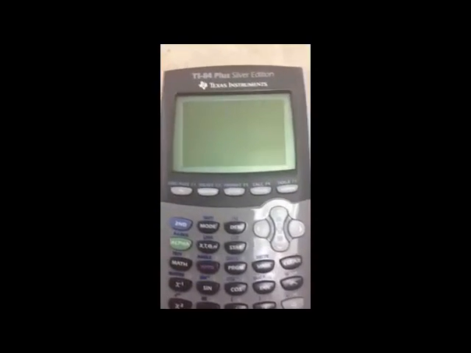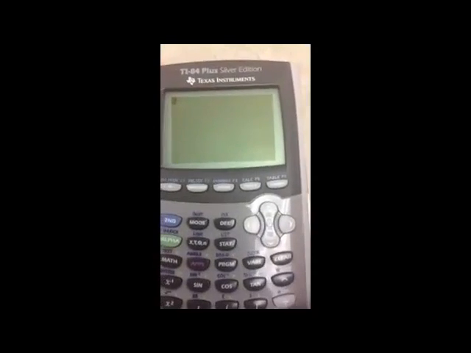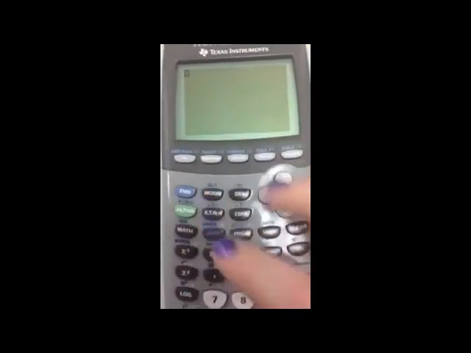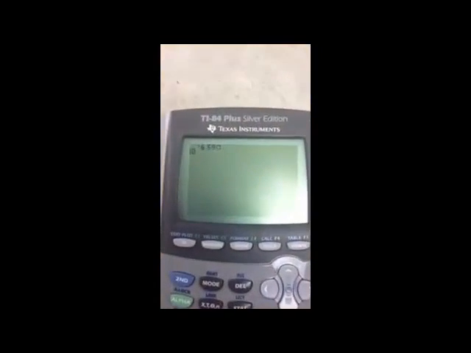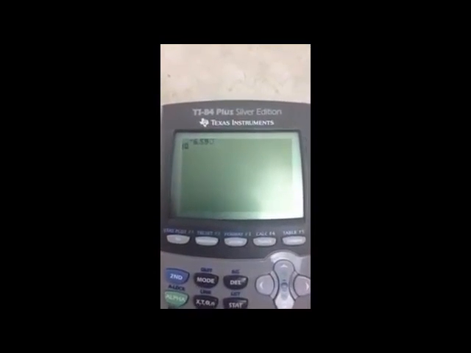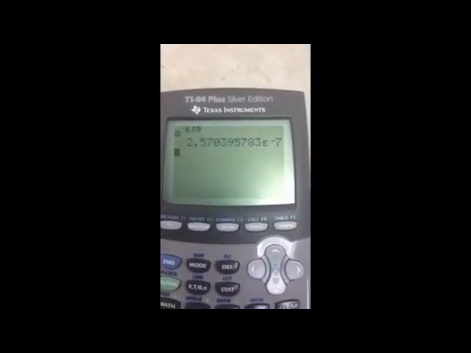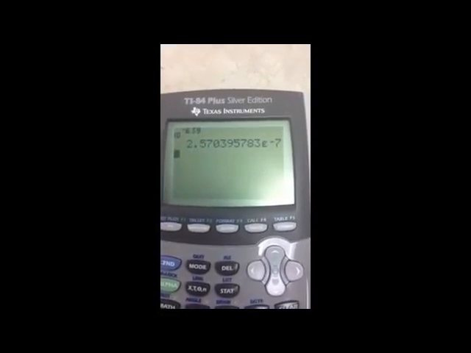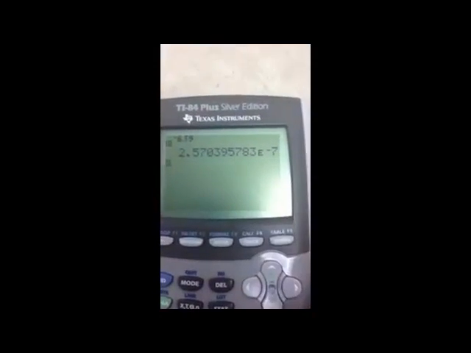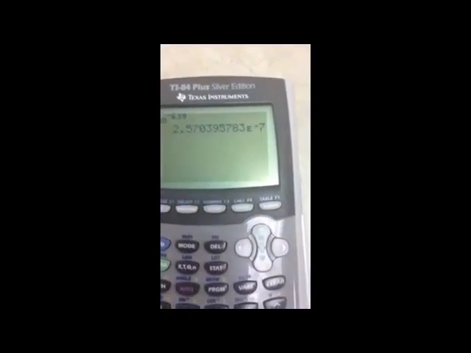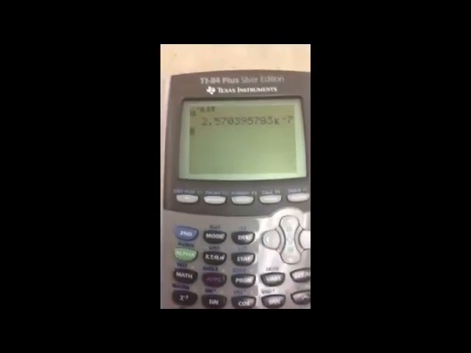Alright, so for the last example, just to show you how I would plug that one in my calculator, I would do second, and then I would hit the log button, and then the pOH was negative 6.59, and you can see that on here, and then I would hit equals, and then 2.57 times 10 to the negative 7th, and that's how I got that answer. And so that's how we would do the last one.